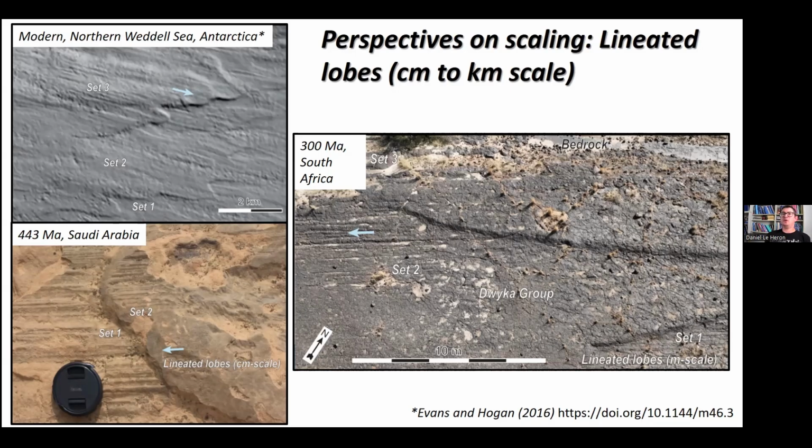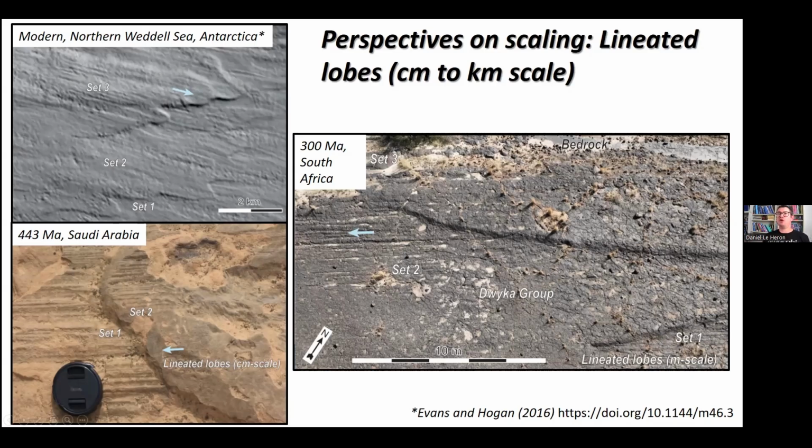And we can look at the modern seafloor of Antarctica, somewhere like the Weddell Sea. And this is in fairly deep water, several hundreds of meters. It's not my work, it's by Jeff Evans and Kelly Hogan in a big Geological Society of London publication from 2016. And this is geophysical imagery of the seafloor. And you can see the scale here. This is 2 kilometers wide. And one on top of the other, we get these lineated lobes.